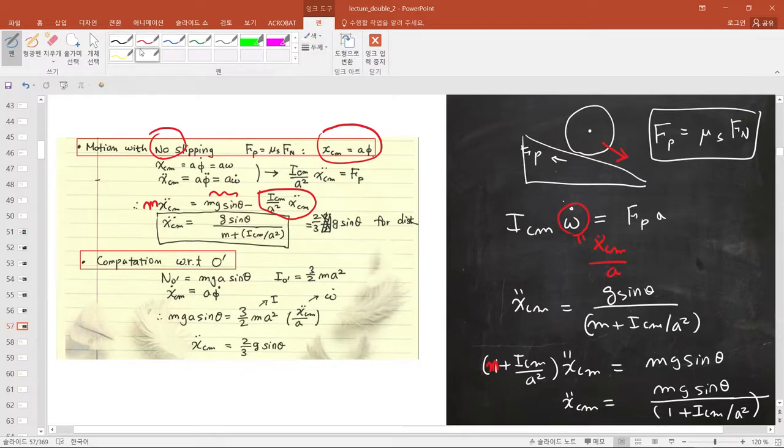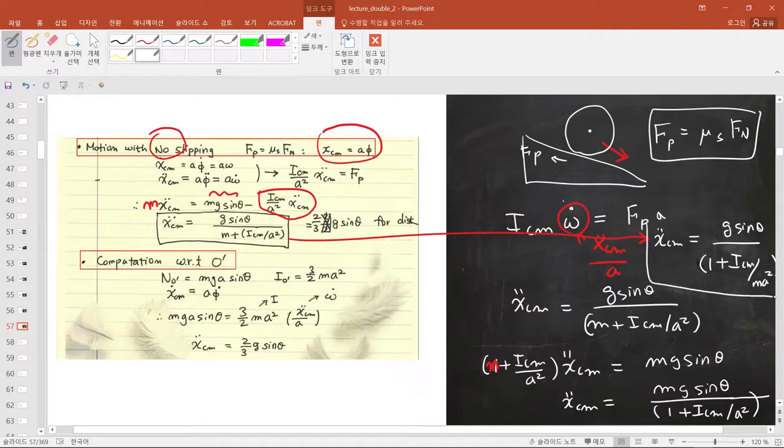This one should be written as x center of mass double dot should equal g sine theta over 1 plus I center of mass over m a squared. Okay, so that now gives the correct result. This is acceleration, this is acceleration, this is dimensionless because I center of mass has dimension. Okay, so that is the correct one. Sorry. So it should be connected like 1 plus over m a squared.